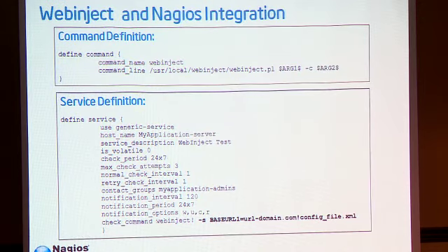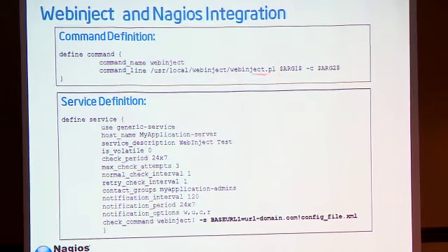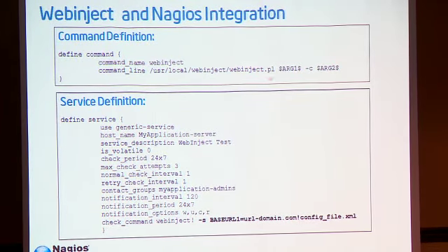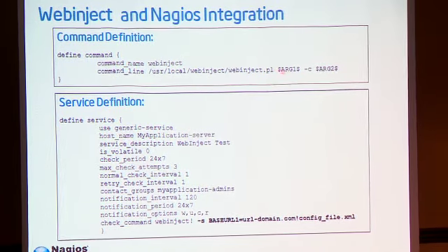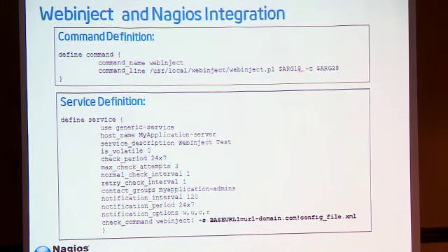How can we integrate WebInject and Nagios? Well, you just have to create the command. It's pretty simple. Just call the WebInject file, and you can add some kind of arguments. In this case, arg1 is all the variables that WebInject can receive, and -c is the config file that you are going to use.